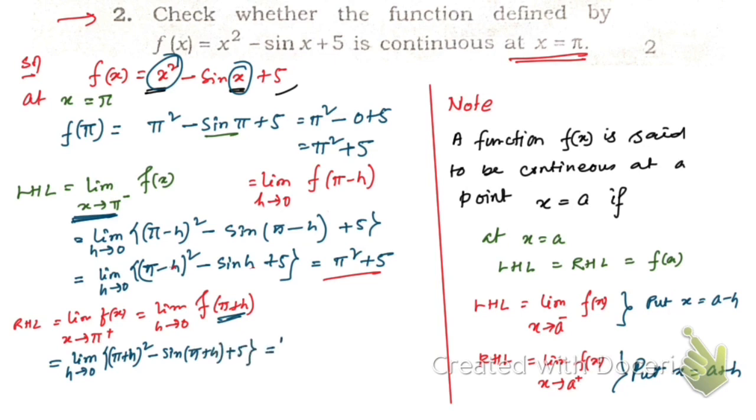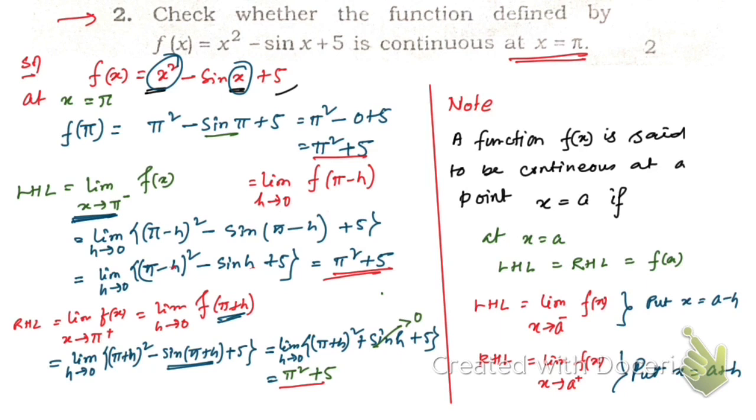Now if you put h equal to 0, then you will get, just before that, let me write this one. So here you see, sine(pi plus h) is minus sine h, right? And this minus becomes plus. So hope you have understood this, right? So now you see, pi square plus this one will be 0, sine h, when you put h equal to 0, sine 0 is 0, so plus 5.